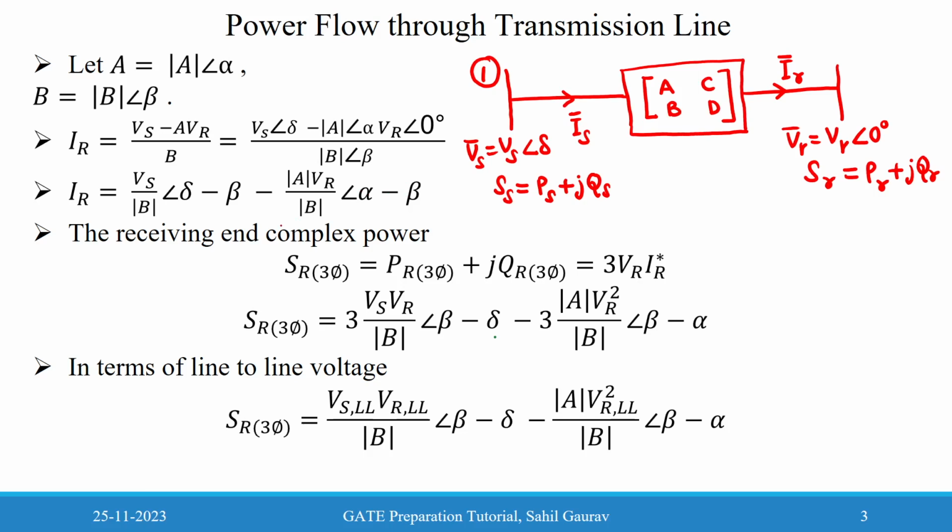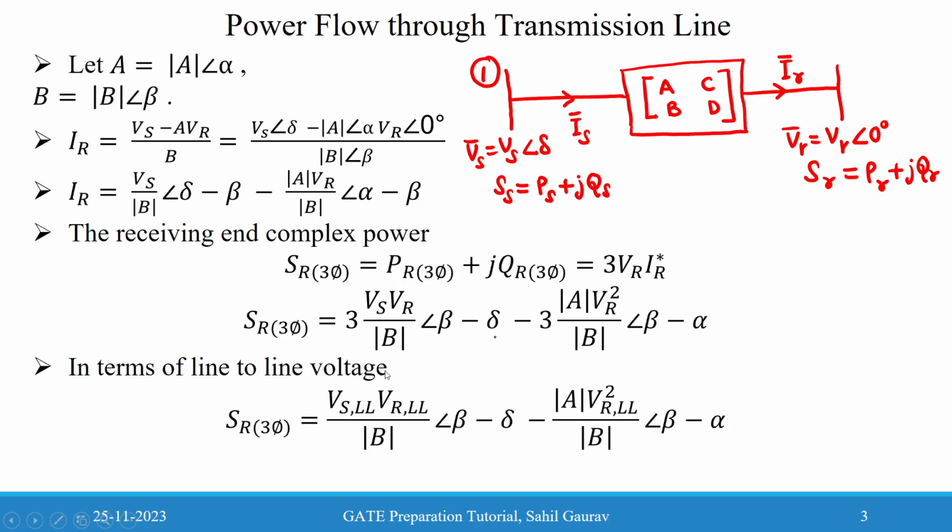So we know that the receiving end complex power will be defined as 3 into VR IR conjugate. So it will be PR 3 phase, this is the total 3 phase power, and j QR 3 phase. If you put IR conjugate and multiply with VR, then take a minus here, so this angle will become beta minus delta and this becomes beta minus alpha.